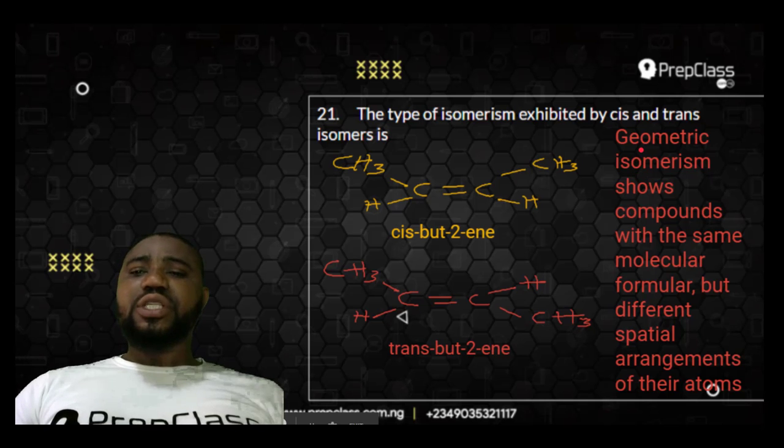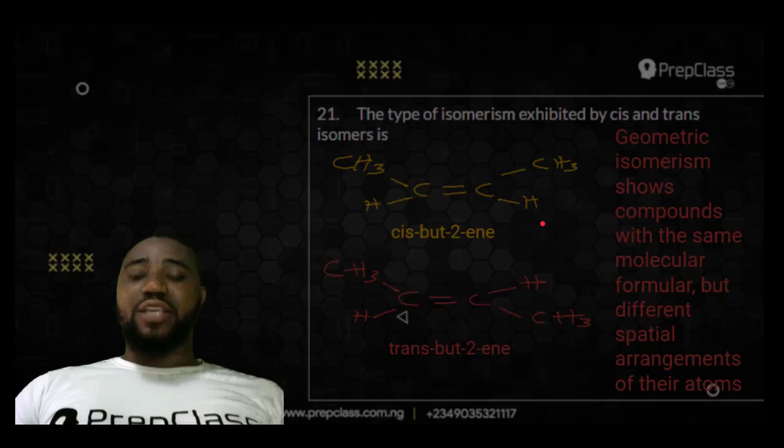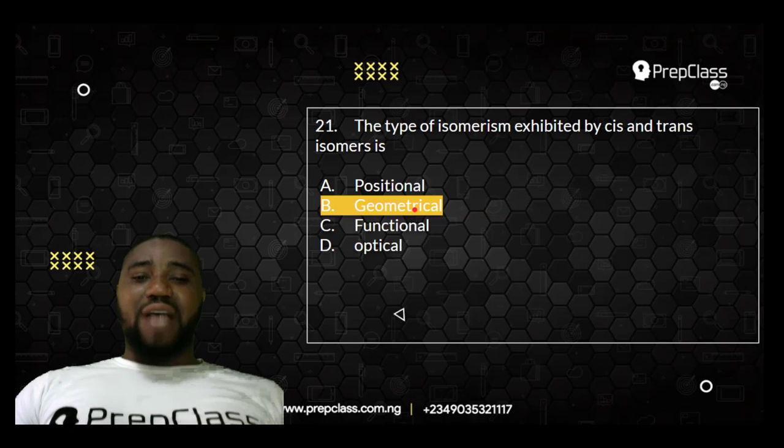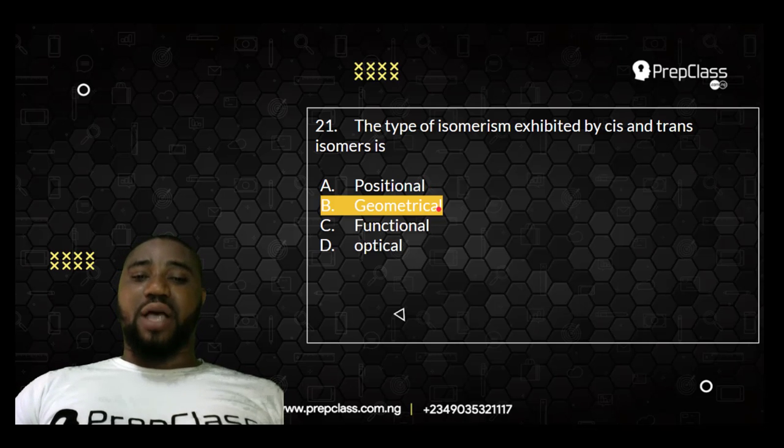Now look here. I said that geometric isomerism shows compounds with the same molecular formula but different spatial arrangement of their atoms. So this kind of arrangement, which shows a difference in the spatial arrangement of this particular functional group, methyl, is known as geometric isomerism. So the correct answer to that question is geometrical. The type of isomerism exhibited by cis and trans isomers is geometrical.